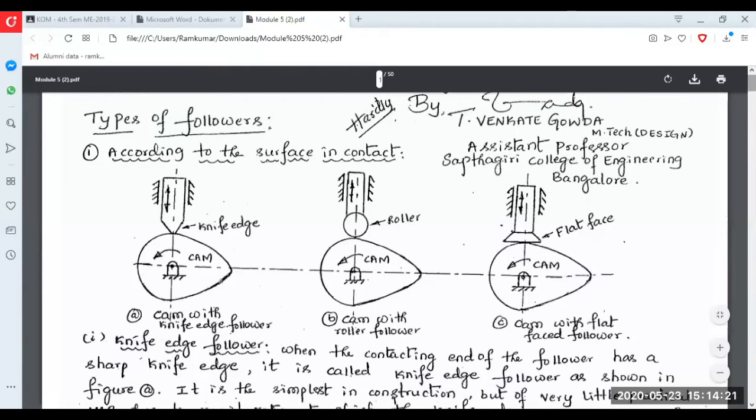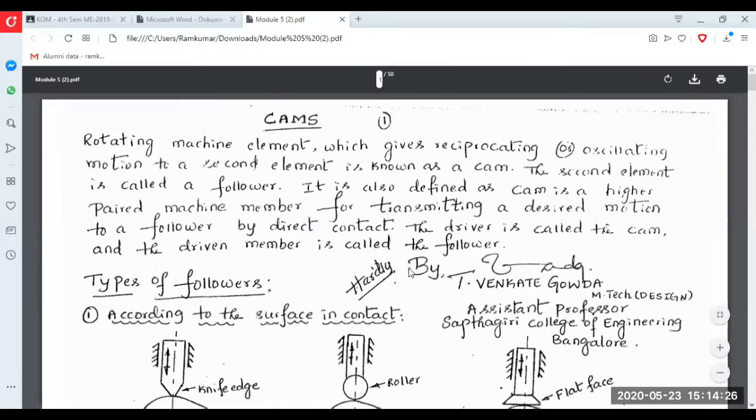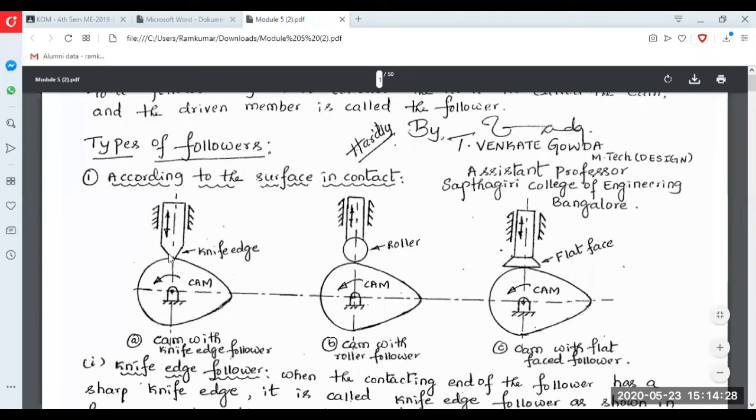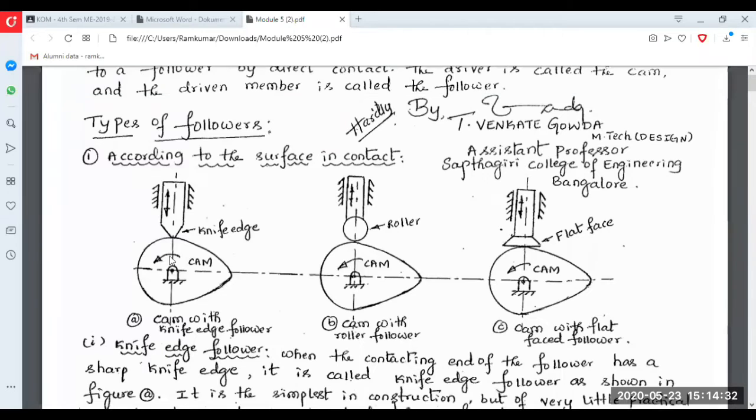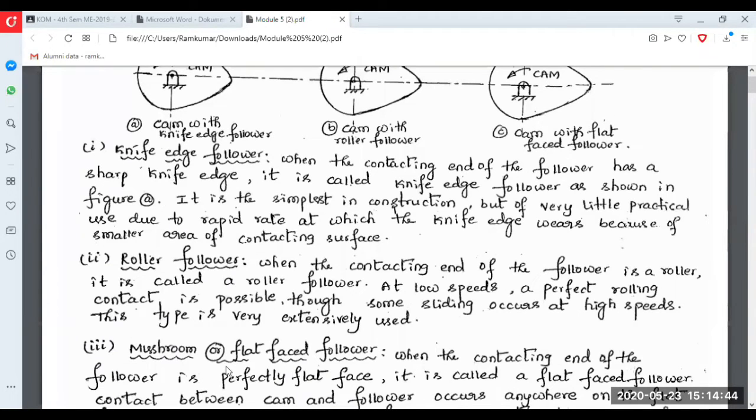So you have different types of followers, based on the surface which is in contact. If there is a point contact, then it is called a knife edge follower. A rolling contact is called a roller follower. If it is a flat surface which is in contact with the cam, then you call it a mushroom, or you can say flat faced follower.